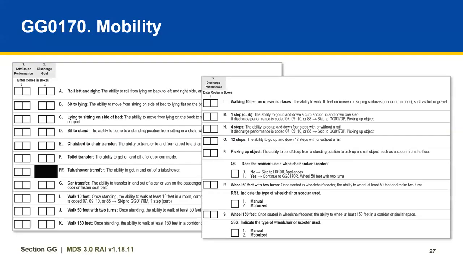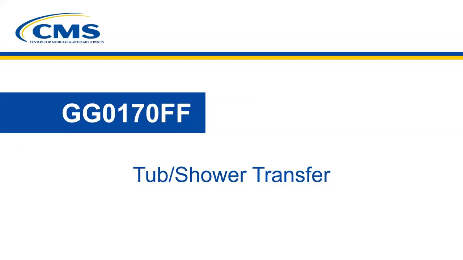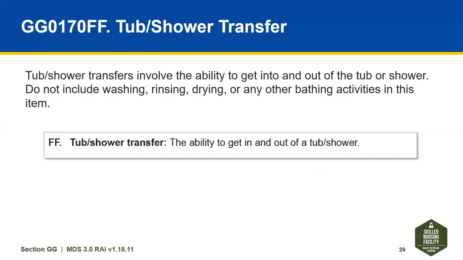Now we'll move on to GG01301, the mobility items. Here's a snapshot. And we'll take a look at the new item, GG01301, which is tub shower transfer. So GG01301 is completed when A0310A equals 01 to 6, or A0310F equals 10 or 11.